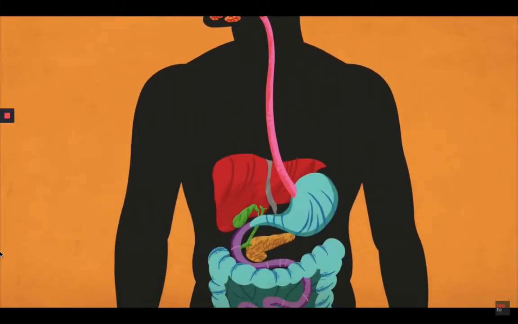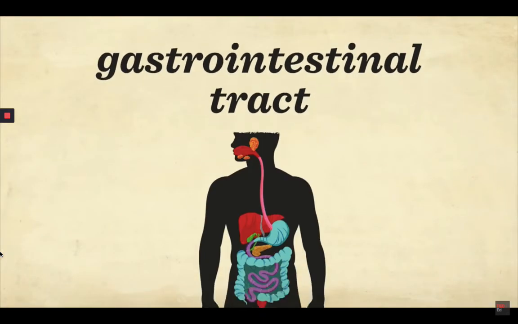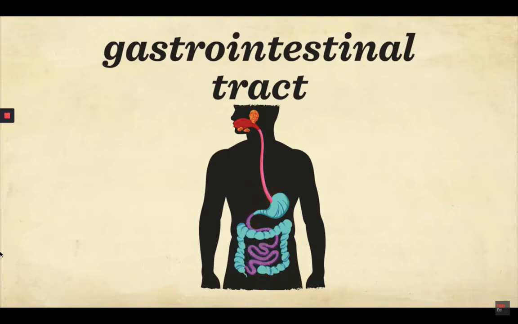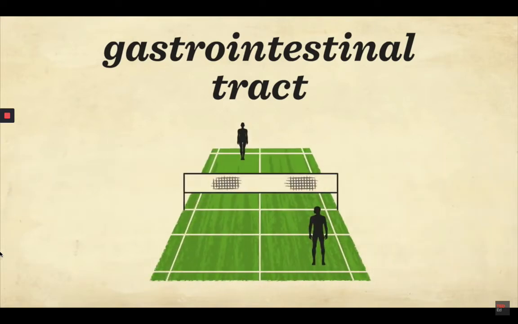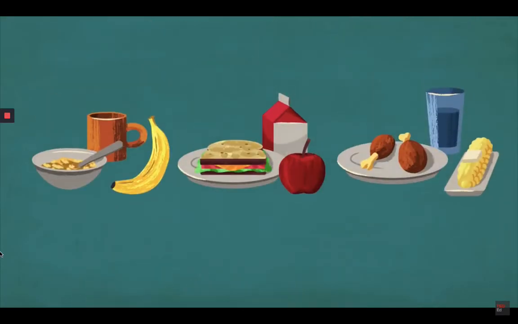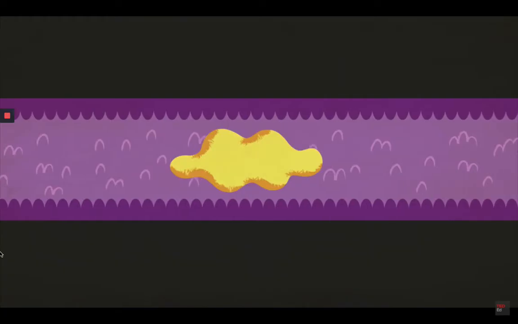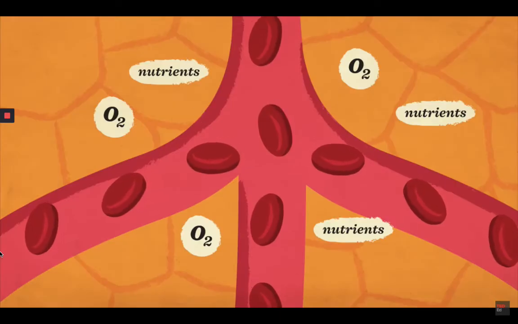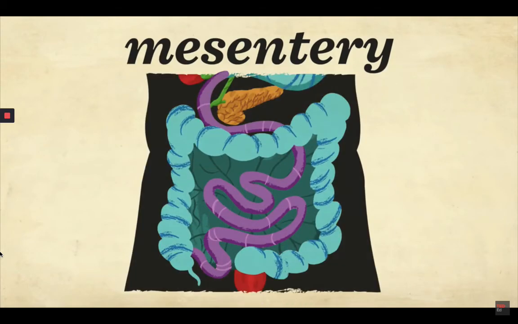Spanning the entire length of your torso, the digestive system has 4 main components. First, there's the gastrointestinal tract, a twisting channel that transports your food and has an internal surface area of between 30 and 40 square meters, enough to cover half a badminton court. Second, there's the pancreas, gallbladder, and liver, a trio of organs that break down food using an array of special juices. Third, the body's enzymes, hormones, nerves, and blood all work together to break down food, modulate the digestive process, and deliver its final products. Finally, there's the mesentery, a large stretch of tissue that supports and positions all your digestive organs in the abdomen, enabling them to do their jobs.